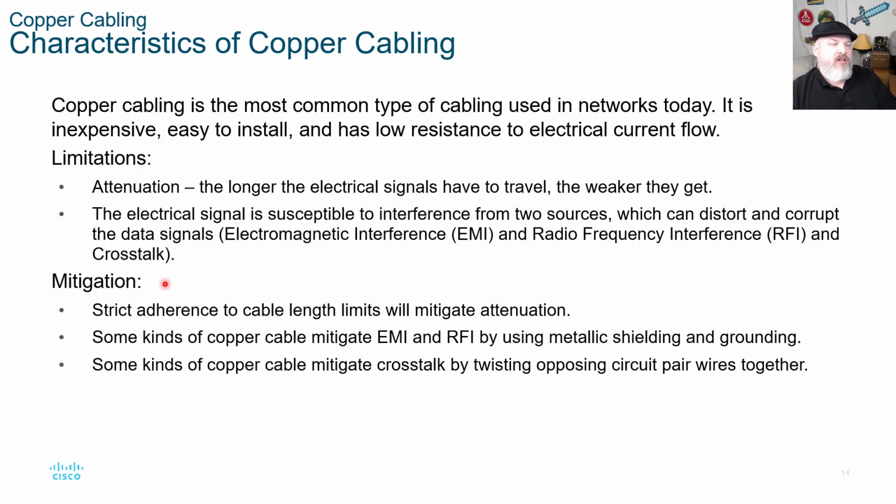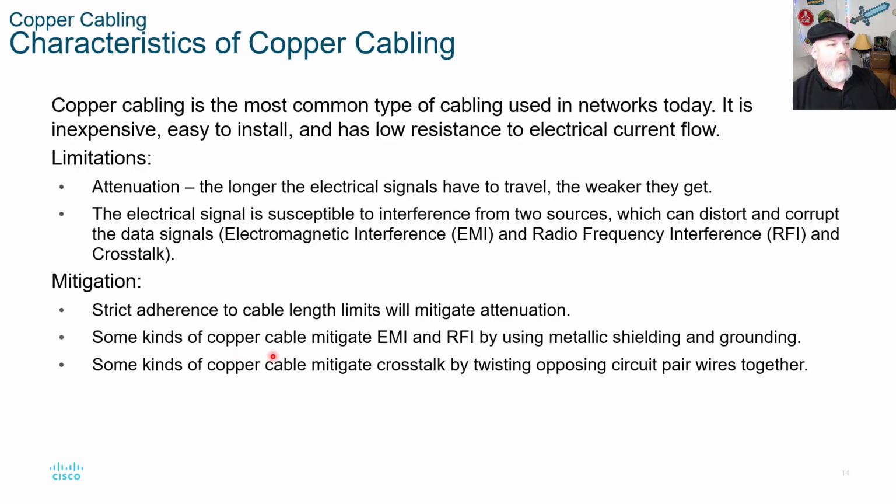Now, mitigation is another term. Strict adherence to cable length limits will mitigate attenuation. So if you want to mitigate your signal loss and attenuation, you want to only put your cables out to the recommended length for that particular type of cable. Cat 5, Cat 6, they all have different recommended lengths.